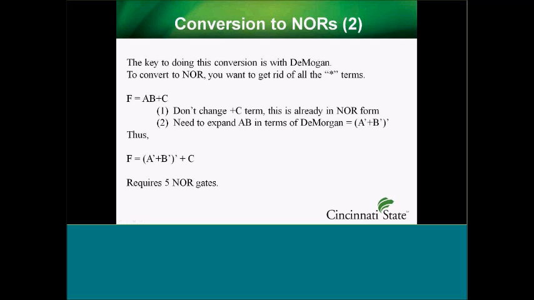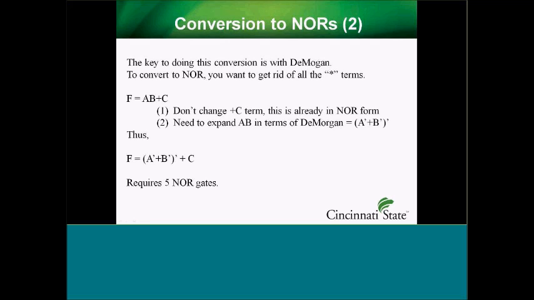Therefore, this is going to require 5 NOR gates. The students are a little bit confused because you've got one for the invert for A, one for the invert for B. You've got a NOR gate going in. Then you've got an OR, and the OR is going to be another NOR and then another inverter. So it's actually 5 gates.